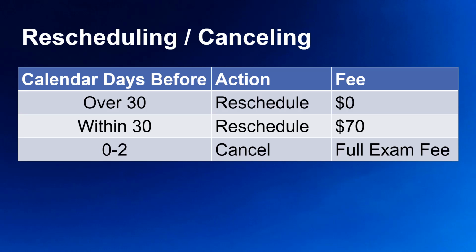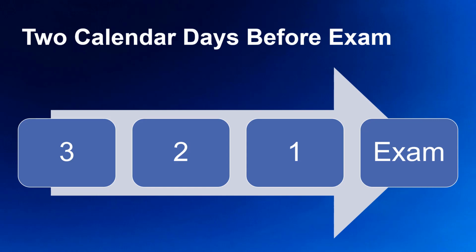Later on, you can then schedule a new exam, but you will have to pay the re-examination fee. So this is expensive, and therefore it is quite important that you understand what exactly PMI means by 2 calendar days prior to the exam. Here you see your exam day on the right and the 3 days leading up to it to the left. When PMI says 2 calendar days prior, they don't mean 48 hours. They mean actual calendar days. I'll walk you through it.